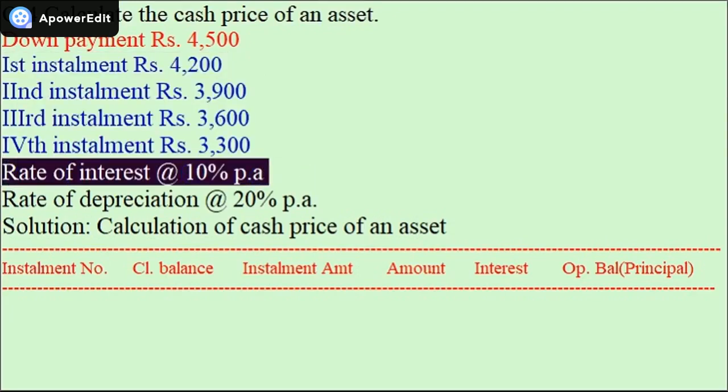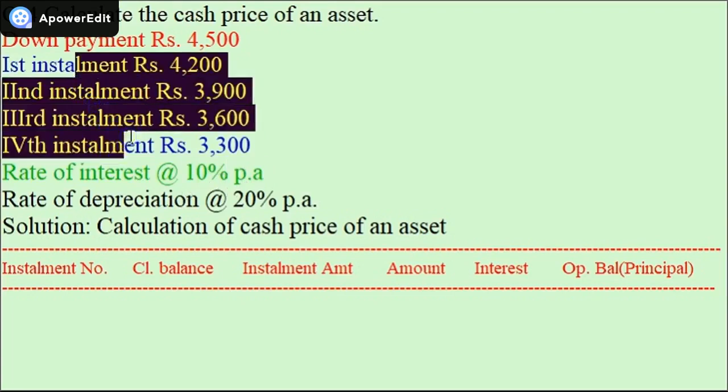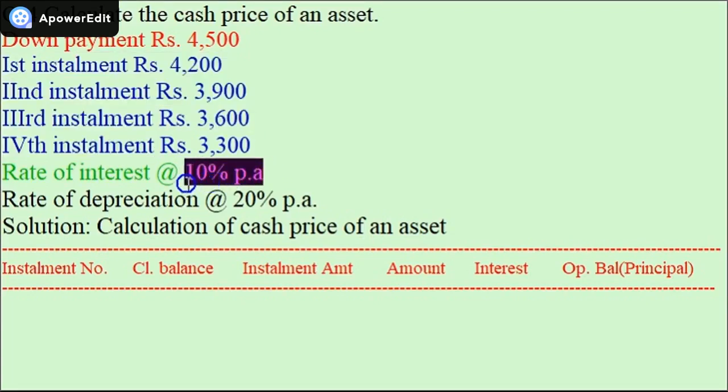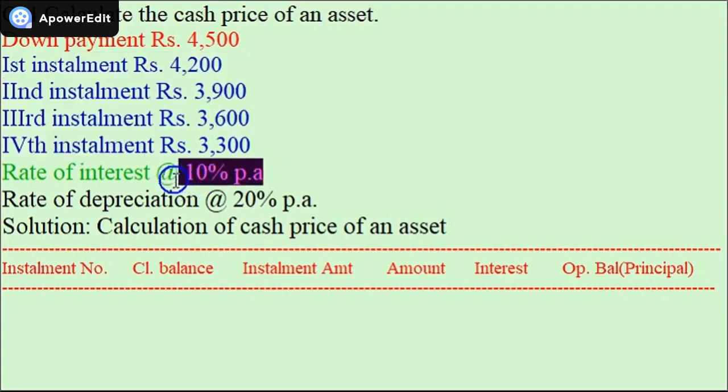The rate of interest is 10% per annum. As I told in the last class, when you are paying installments per annum, the rate of interest should be on per annum basis. If installments are paid half yearly, then you need to divide this rate of interest by 2 because it is per annum. If you are paying installments quarterly, then the rate of interest given per annum should be divided by 4. The rate of depreciation is not to be considered while calculating the cash price of an asset.